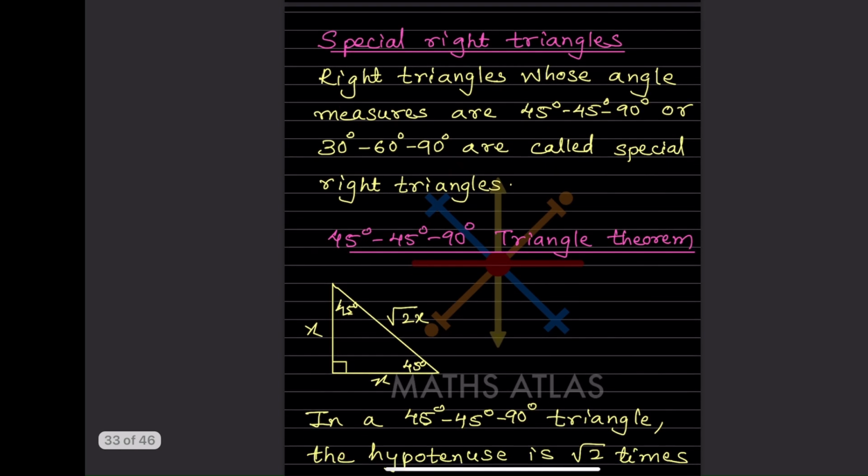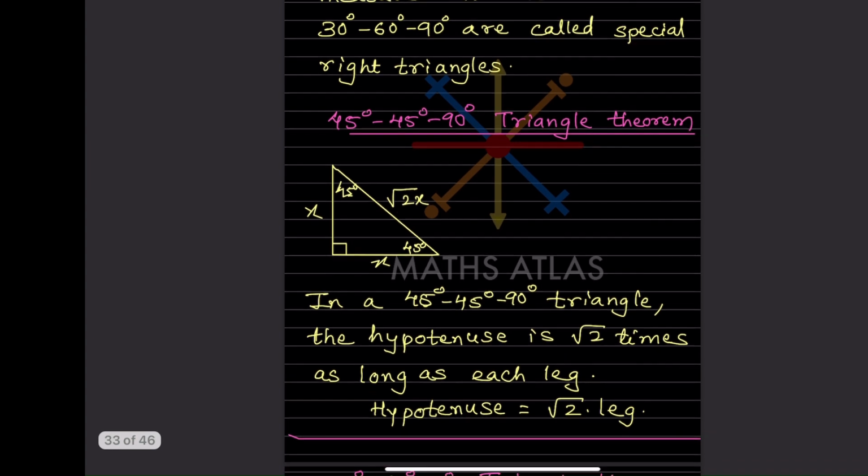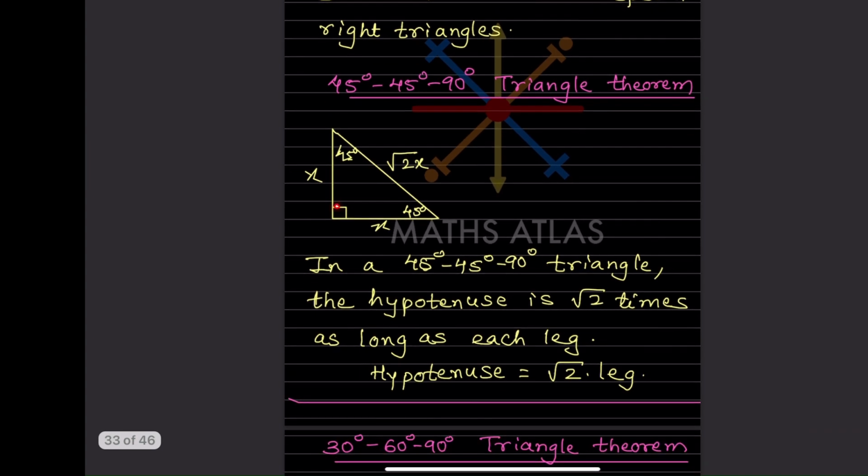Now the special right triangles. Right triangles whose angle measures are 45, 45, 90 or 30, 60, 90 are called special right triangles. So here in 45, 45, 90, this is 90 and these two here are 45. In a 45, 45, 90 triangle, the hypotenuse is root 2 times as long as each leg. So the hypotenuse is root 2 times the length.